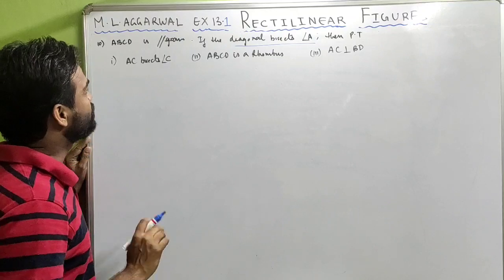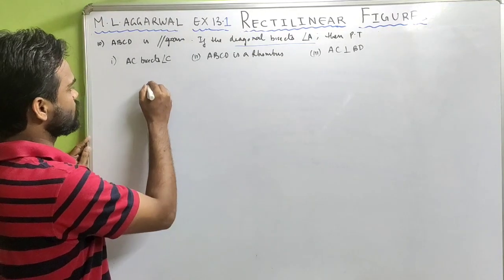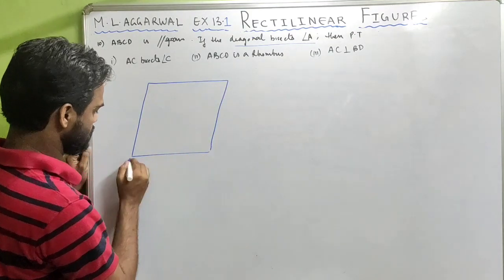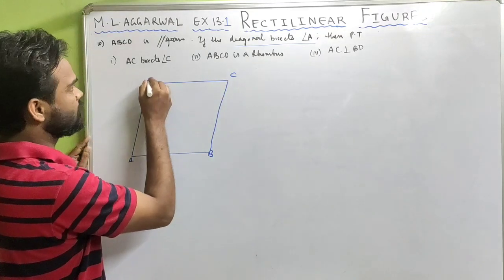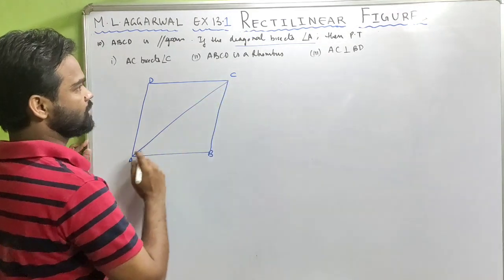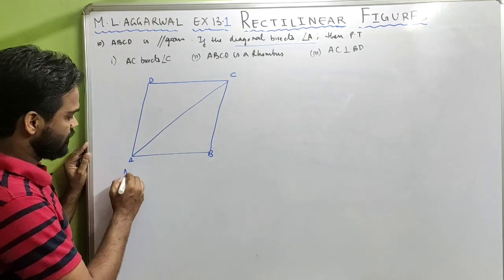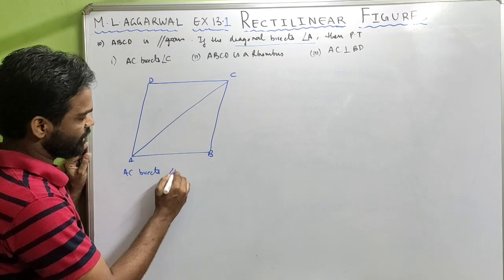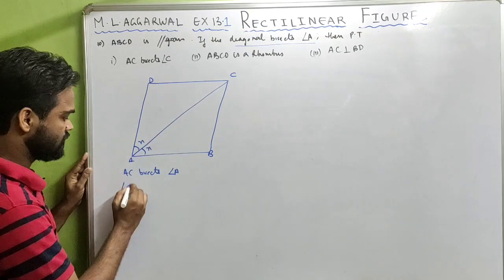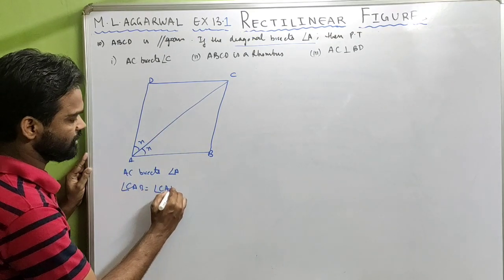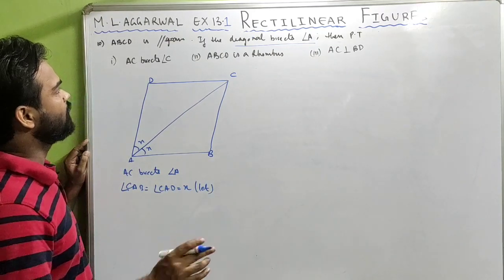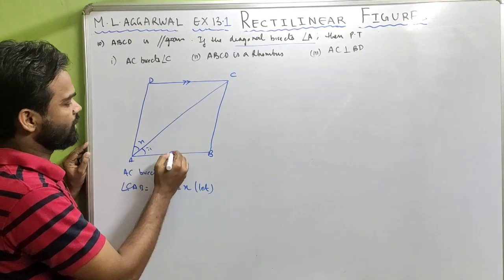Now look at sum number 10, pretty easy. ABCD is a parallelogram, so we'll draw a parallelogram. Suppose ABCD. If the diagonal bisects angle A, which means this AC bisects angle A, which means this angle and this angle will be equal. Suppose X, angle CAB is equal to angle CAD equals X. Let this be given to us. Okay. Now prove that AC also bisects angle C.